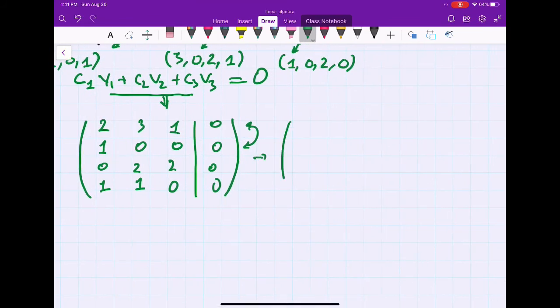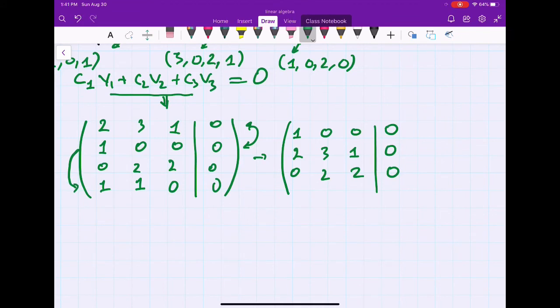because I want to have row echelon form. Okay, so let me do this. 1 0 0, and here I have 0. I have 2 3 1 0 0 2 2 0. Let's do all together, right? I multiply the second row with -1, add to the third. So add to the fourth one, sorry. So I have 0 in here, I have 1 in here, I have 0 in here, and I have 0 in here.